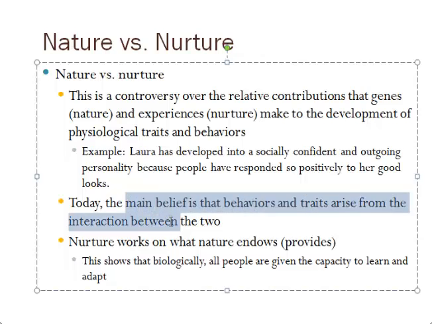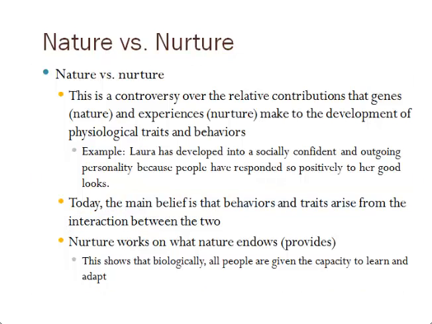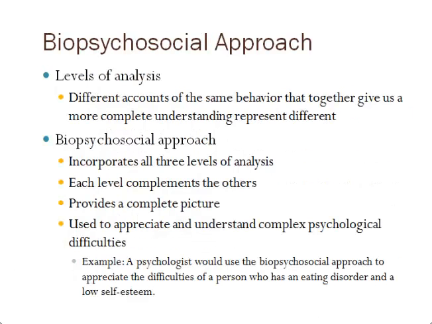Today, the main belief is that behaviors arise from the interaction between the two. And it's not a debate in that one or the other is correct. They're both clearly correct to some extent. But the question is, A, to what extent? And B, do different aspects of psychology change the calculus in terms of nature and nurture? Some aspects may be more nature-based, and some may be more nurture-based.